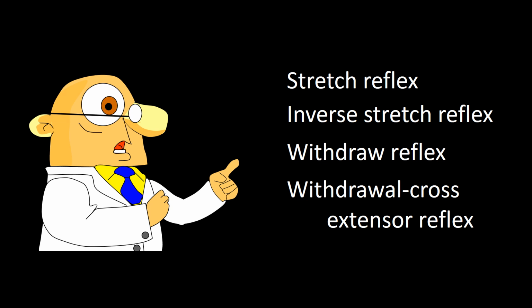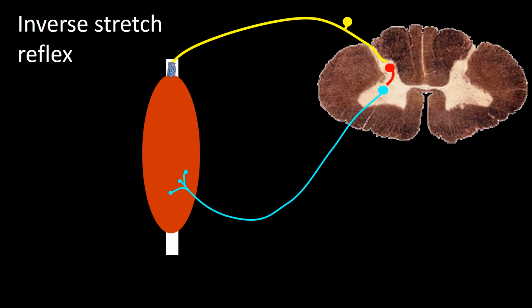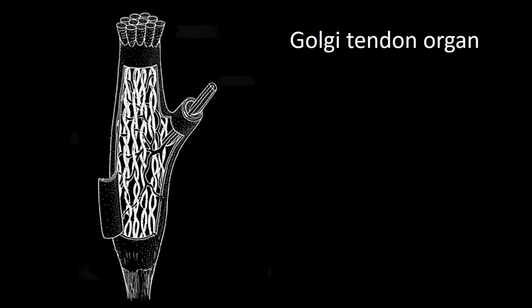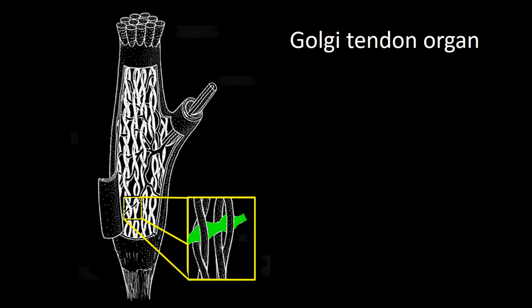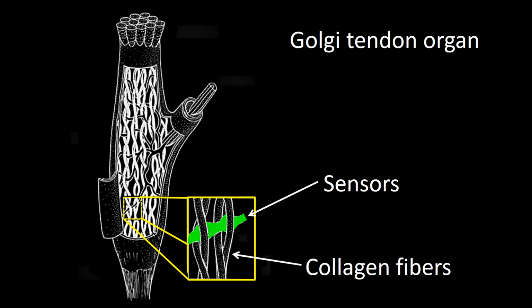Now we will talk about the inverse stretch reflex. We will use a similar model as we did to explain the stretch reflex. The receptor in this reflex is the Golgi tendon organ, often called by its initials GTO. The GTO has a peculiar configuration because of its internal machinery. As you can see in this frame, the internal machinery of the GTO is made of sensor or modified nerve components, here illustrated in green, intertwined perpendicularly between the strands of collagen.